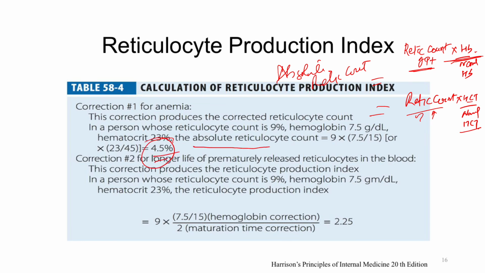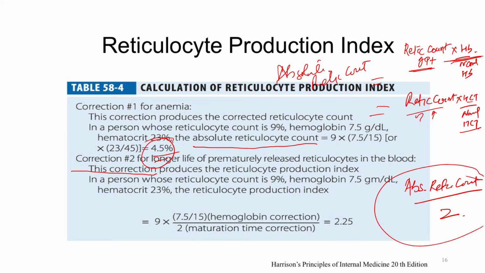Okay, so here we get 4.5% as the absolute reticulocyte count. Since we know that the average lifespan of an RBC is 90 to 120 days, but the reticulocytes die prematurely in anemic patients, we give another correction. We have to divide this absolute reticulocyte count by another maturation factor of 2.